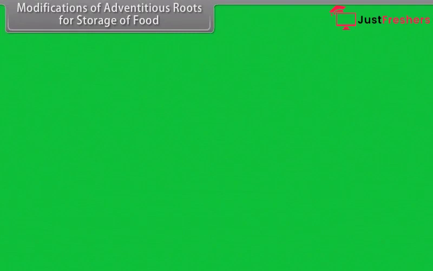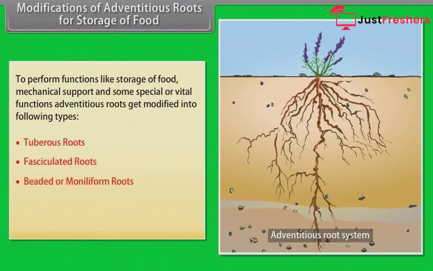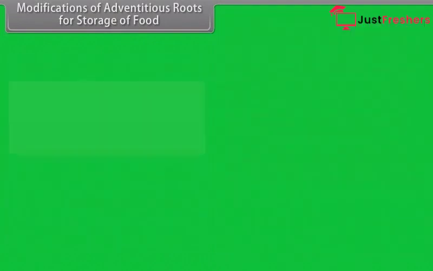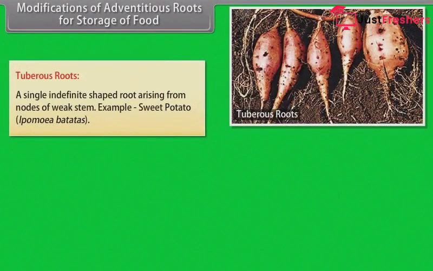Modifications of adventitious roots for storage of food. To perform functions like storage of food, mechanical support, and some special or vital functions, adventitious roots get modified into following types: tuberous roots, fasciculated roots, beaded or moniliform roots, nodulated roots, annellated roots. Tuberous roots: a single indefinite-shaped root arising from nodes of weak stem.